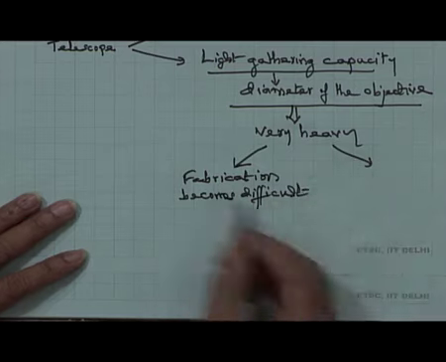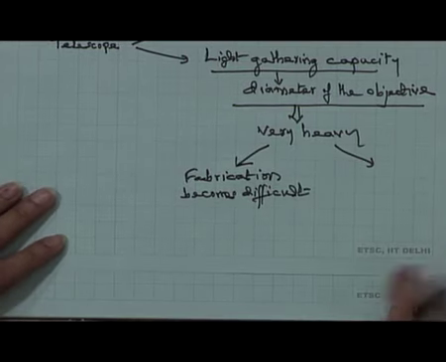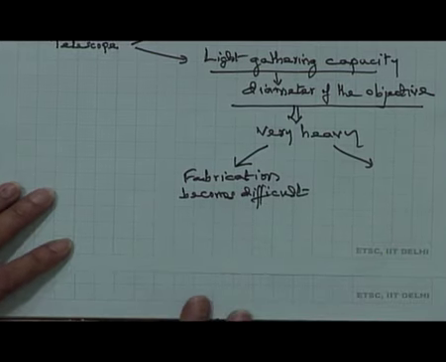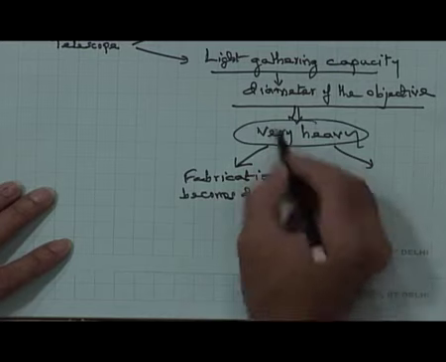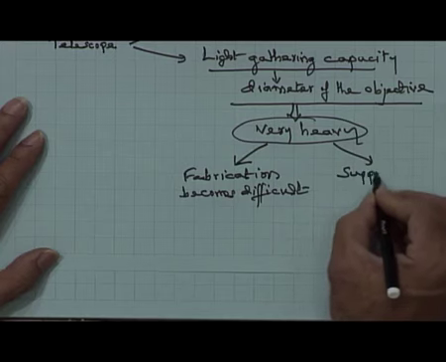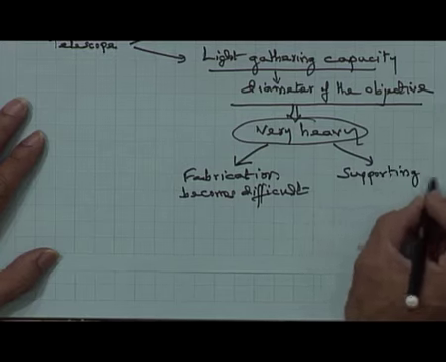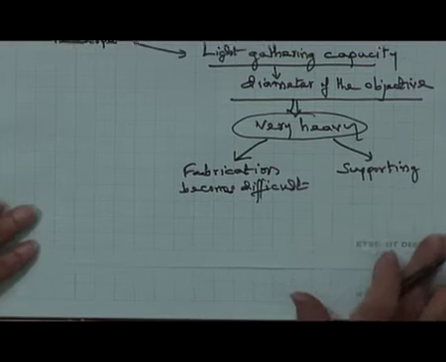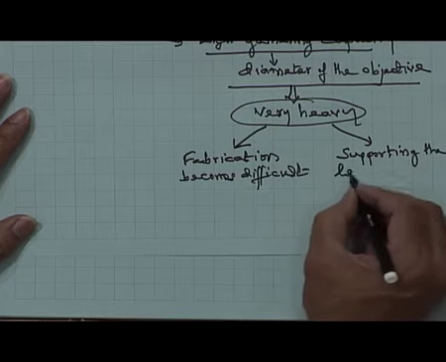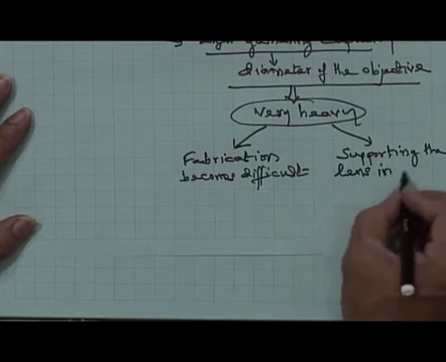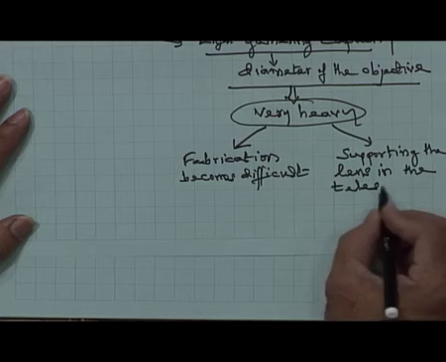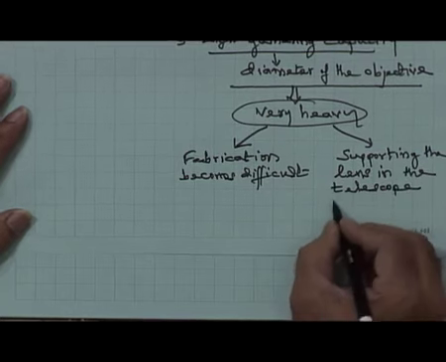People have fabricated lenses of 1 meter diameter, but it is extremely difficult to fabricate such large lenses. This is very heavy. So, fabrication and also supporting this in the tube. The tube has to hold the lens. So, supporting the lens in the telescope tube becomes difficult.